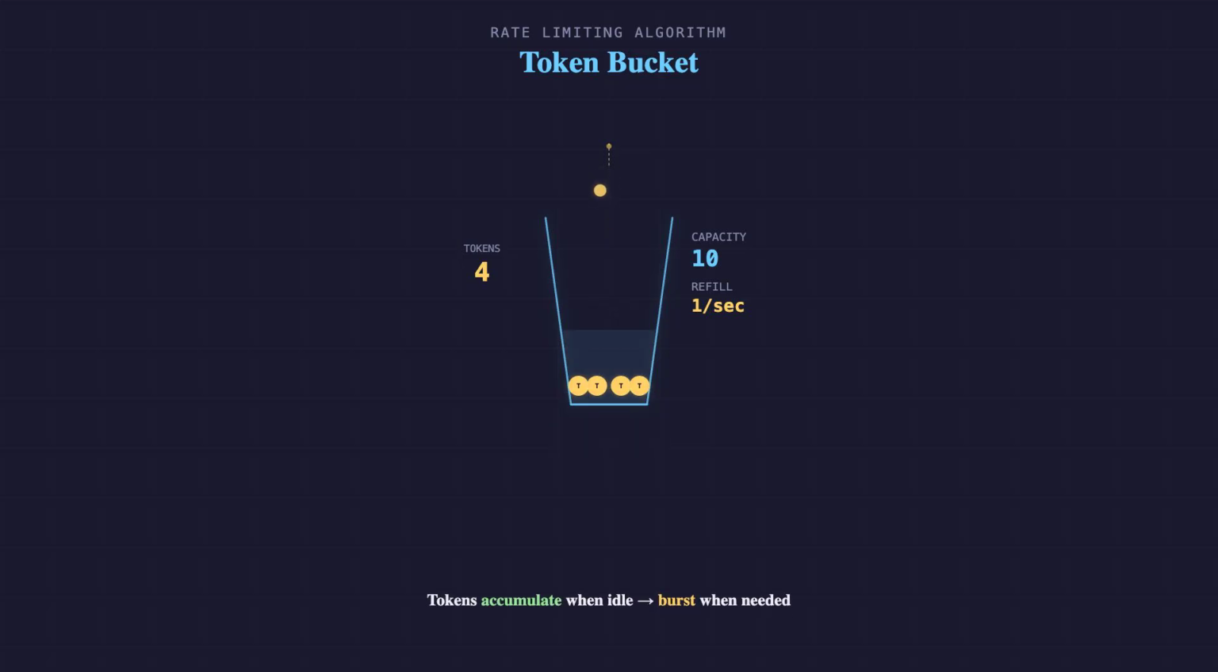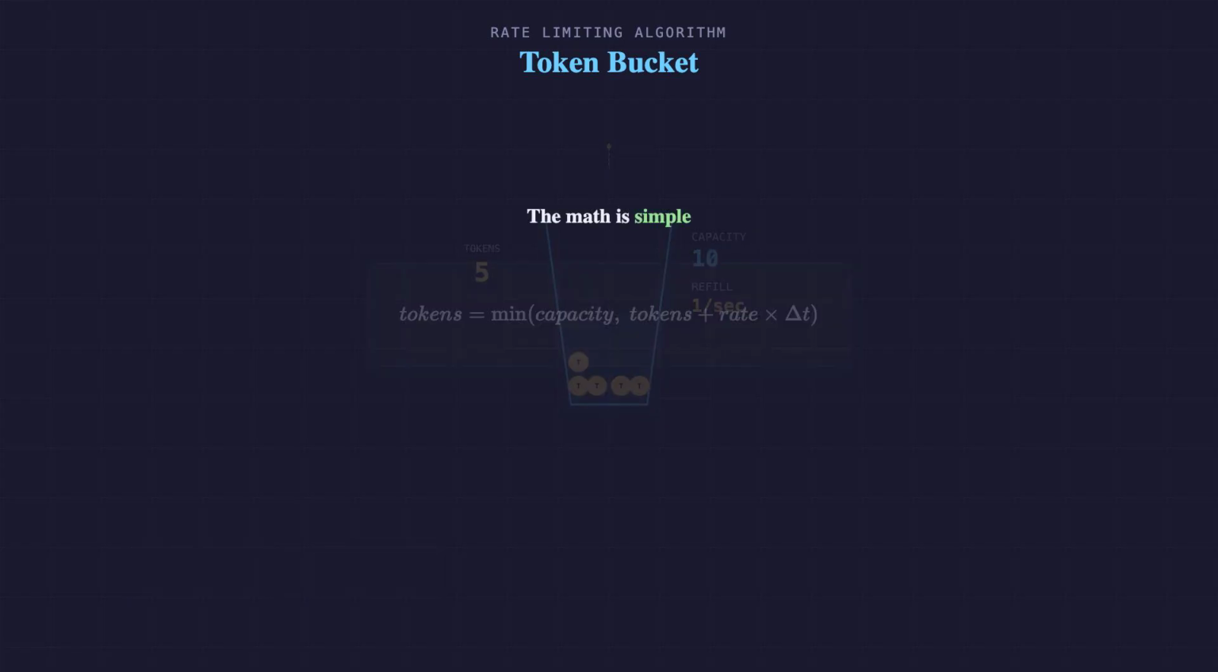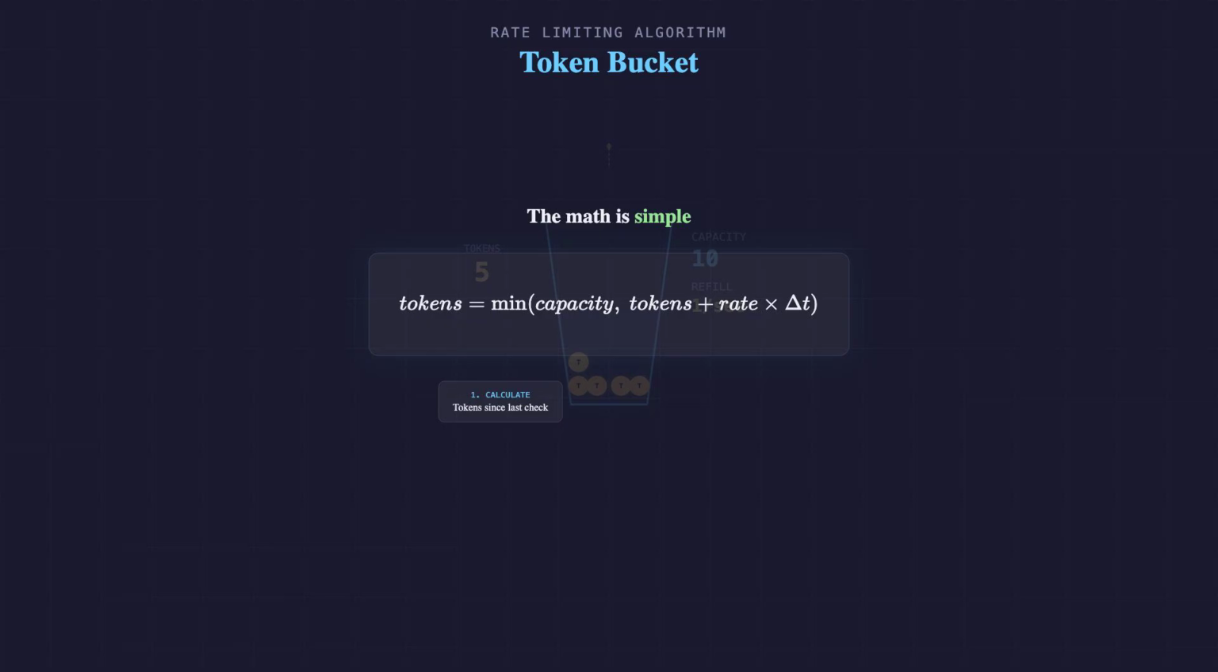Here's what makes this elegant. If no requests come in for a while, tokens accumulate up to the maximum capacity. Then, when a burst of requests arrives, they can all be served immediately using the saved tokens. So the token bucket naturally allows short bursts while enforcing a long-term average rate. The burst size is limited by the bucket capacity. The sustained rate is limited by the refill rate. The math is simple. When checking, calculate how many tokens have been added since the last check, add them up to the capacity, then try to consume one.